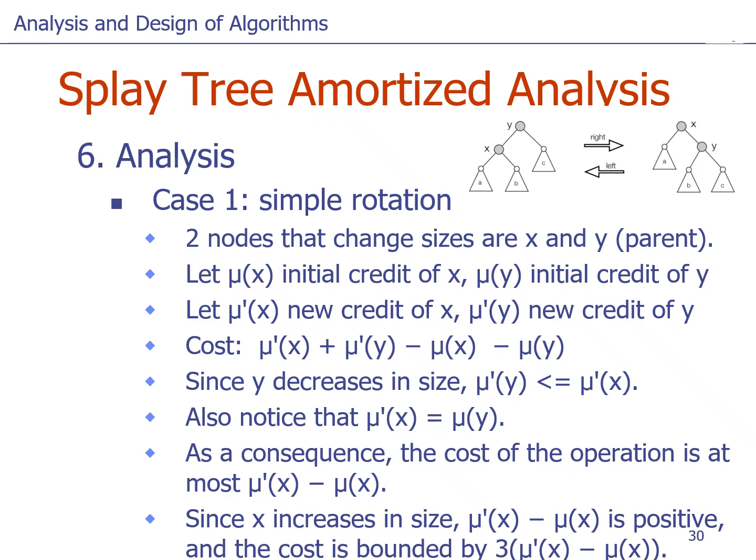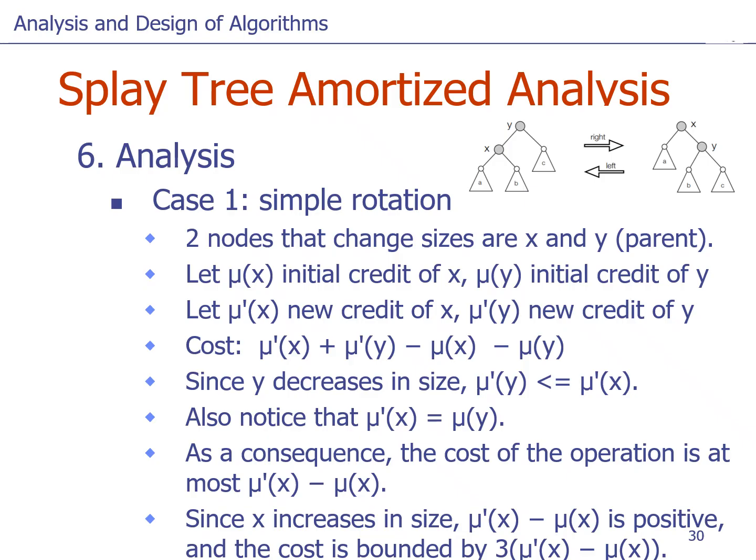Now, in the case of the simple rotation, let's refresh our memory here. We are 1 level away from the root. So we are rotating X through Y to make X the new root. Okay? Now, notice what happens here. The 2 nodes that are changing are X and Y. So I'm going to let mu of X be the initial credit associated with X, and mu of Y the initial credit associated with Y.